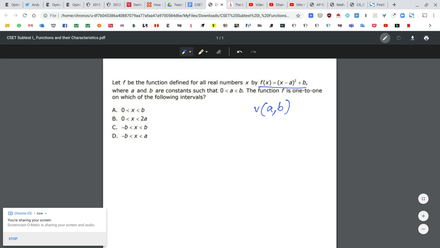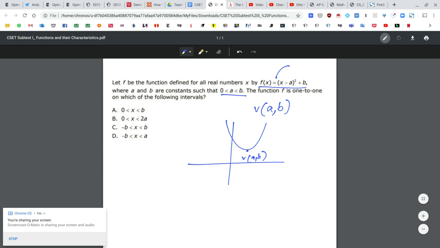The question also tells you a and b are constants, and both of them are positive numbers with a less than b. So if I were to make a sketch, since the leading term is positive, you need to have a parabola going like that. The vertex is (a, b), going upwards. The question says the function is 1 to 1.